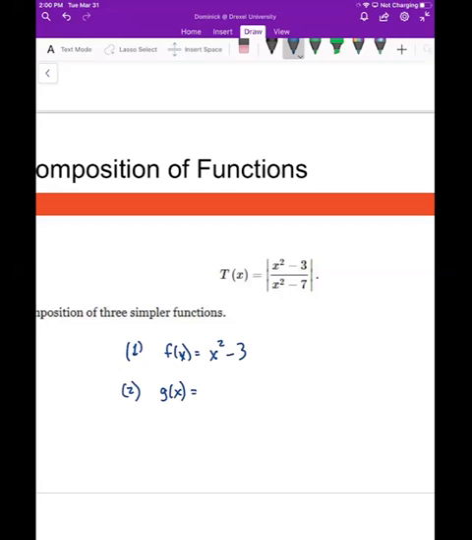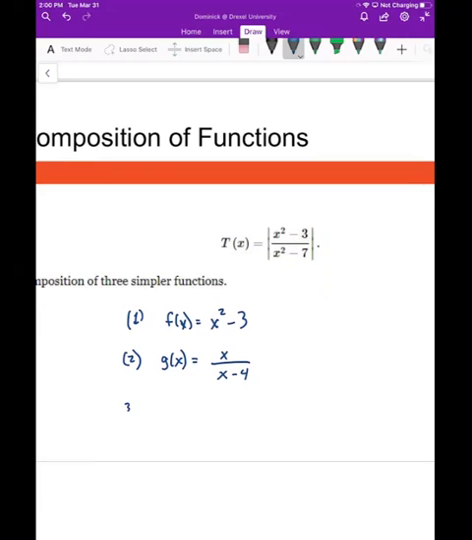Let's see, is this the best way to do this? In the top and also in the bottom. But in the bottom, you need to subtract an additional 4. Because in order to get x squared minus 7, you'd have to take your x squared minus 3 and then subtract 4 from it. And then finally, your third step could be take the absolute value of whatever you have.